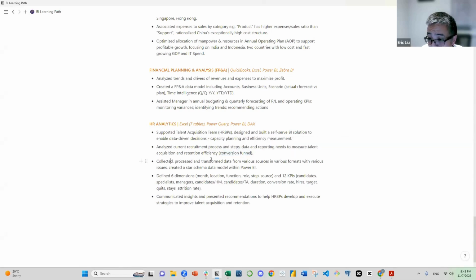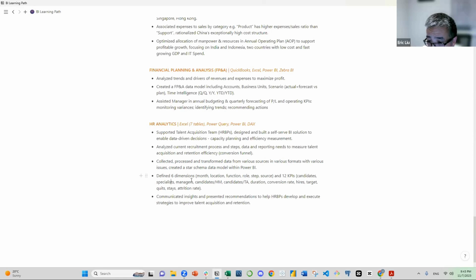Okay, collected, process, transform data from various sources into various formats with various ECUs. Let's look at this. Various sources in various formats with various ECUs. And once again, you could say it's not specific. It could be specific. And then create a star schema data model with Power BI.